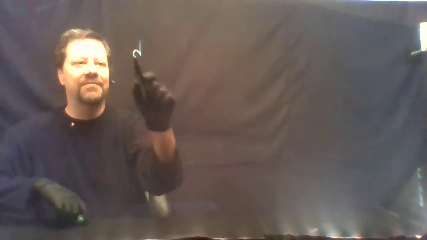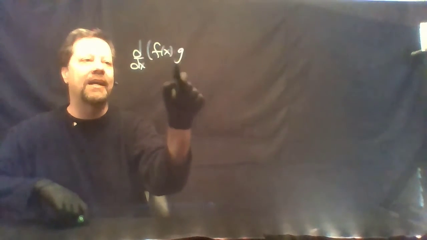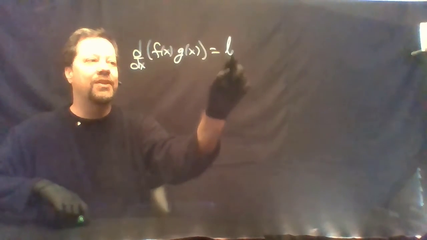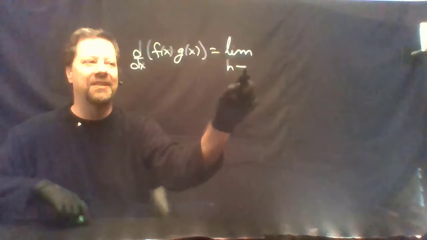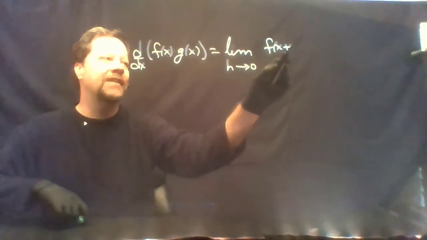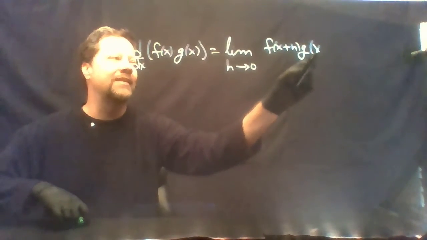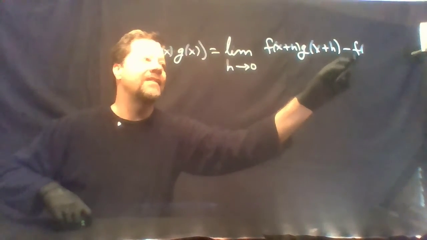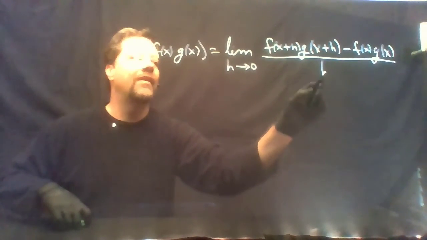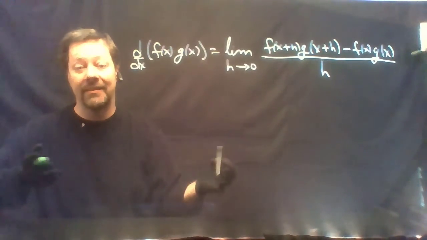We don't have much to go on other than the definition of the derivative. So here goes. Suppose we're taking the derivative of f of x times g of x. Well, the only thing we should go on is it's the limit as h goes to 0 of f of x plus h g of x plus h minus f of x g of x all over h. What else can we do?